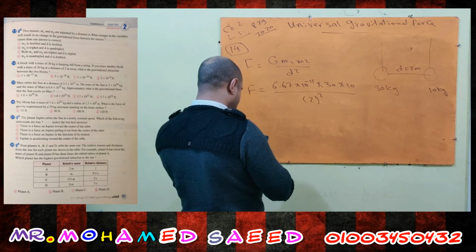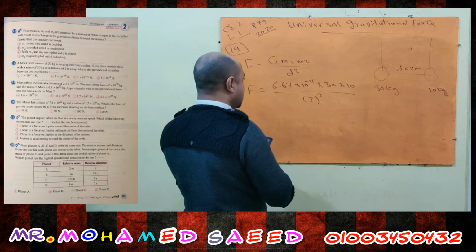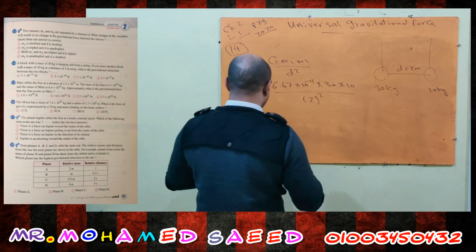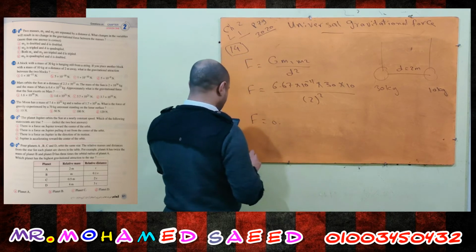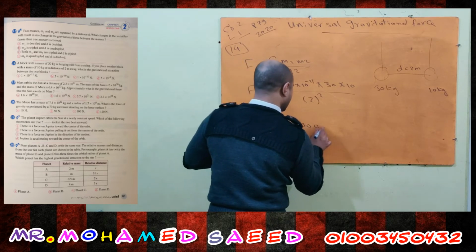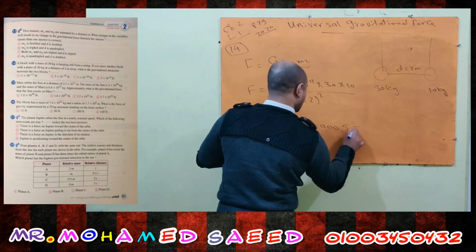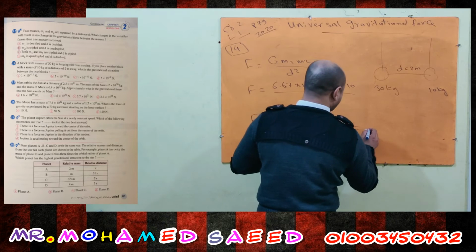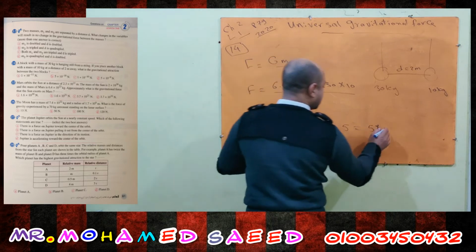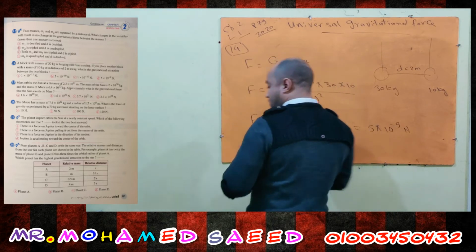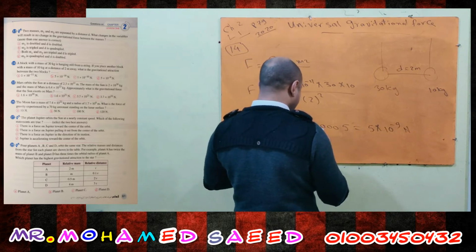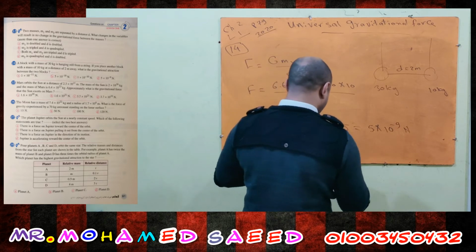F equals 6.67 times 10 to the power -11 times 30 times 10 over 2 square, which is 6.67 times 10 to the power -11 times 300 over 4. F equals 0.1... we move the decimal point 5 times, to the power -9. The true answer is D.